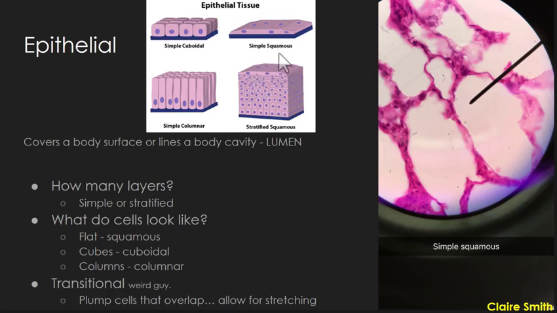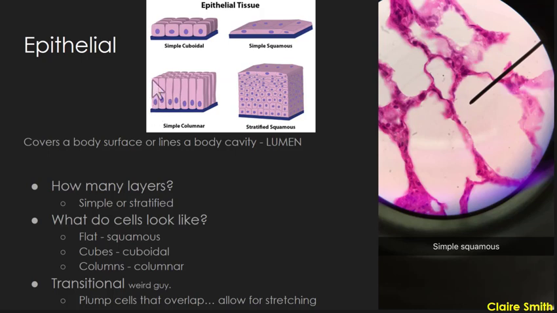So the first type we have is squamous, which looks flat, like little flat pancakes. So we have a simple squamous, which is one layer of flat pancakes, and stratified squamous, which is many, many layers of those flat pancakes. We have cuboidal, which is cube or square shaped. Again, we can have simple cuboidal. We can also have stratified cuboidal, but that's not one that you guys need to know.